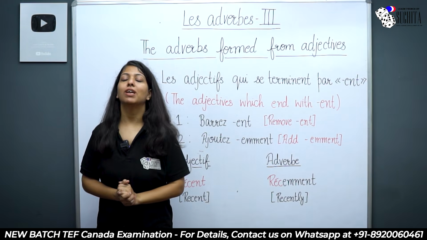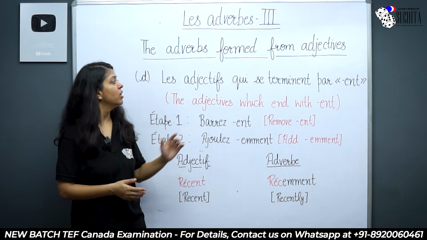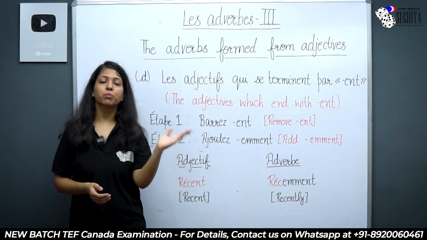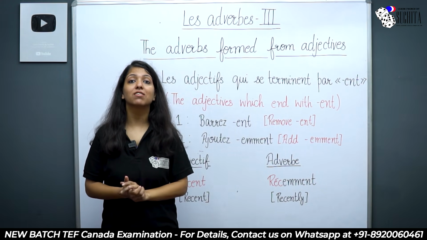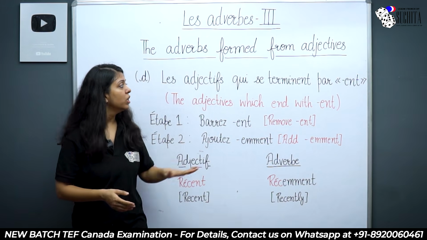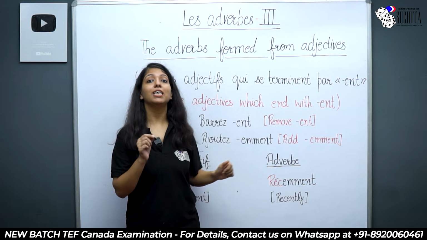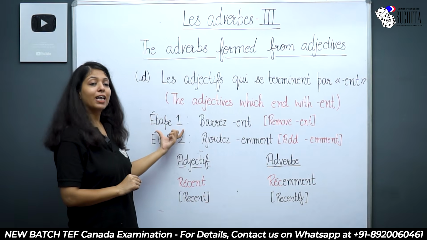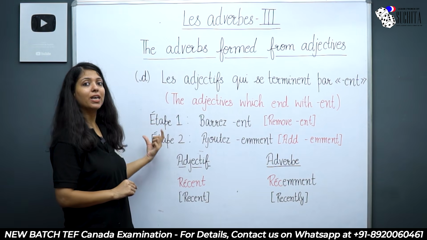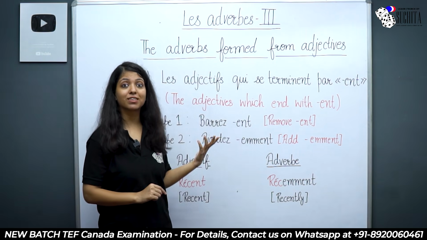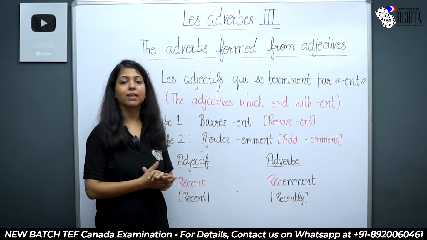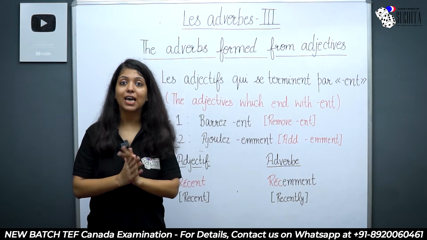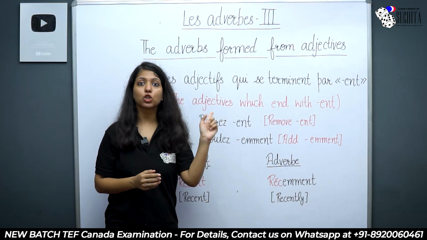from the adjective. Now let's do the final and the fourth part, wherein les adjectifs qui se terminent par E-N-T. Now in the previous one I told you if the adjective ends with A-N-T, what do you need to do? Now here the adjectives which end with E-N-T, not A-N-T, it's E-N-T. So again there are two steps to follow, étape 1 et étape 2. Étape which means step. Barrer E-N-T. Barrer which means to remove or to strike off. So you need to remove E-N-T, same way that you were doing in the third part.